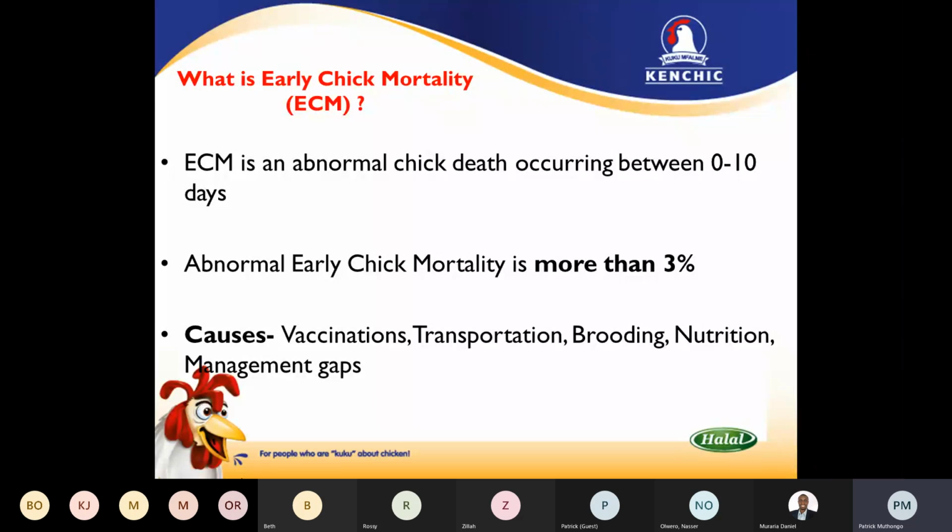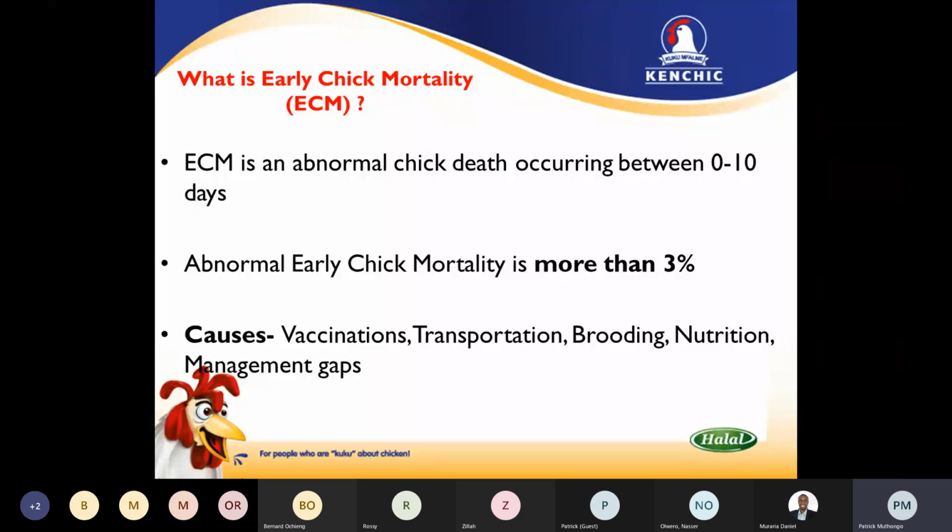So we normally say that your chick mortality for the first 7 days, when it is normal, the highest should be around 1.5%. If you go anything above 1.5% na umefikia 2% heading to 3%, then there is a reason to question what is causing the mortality.